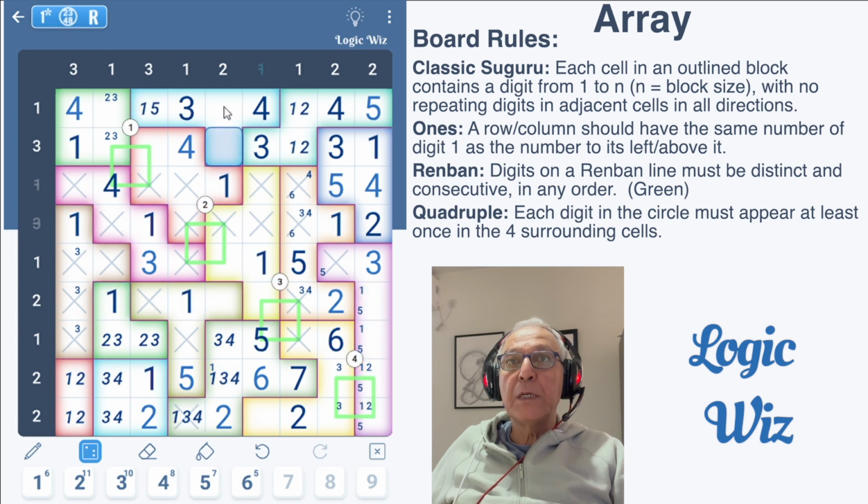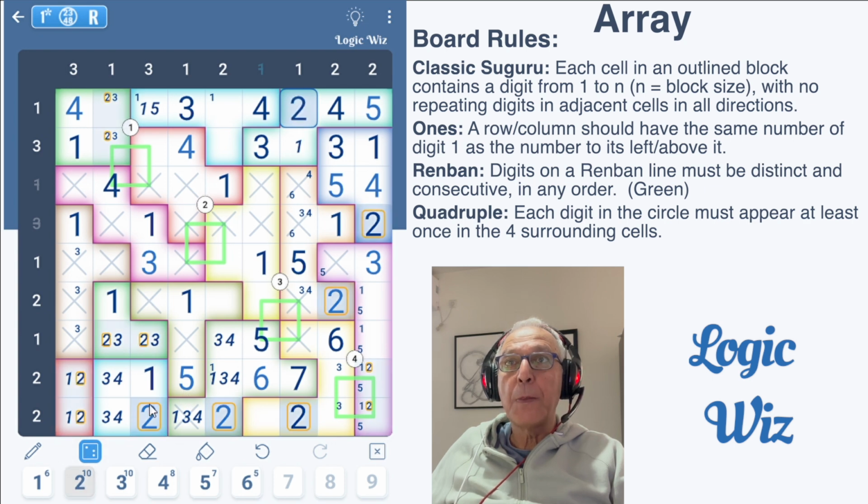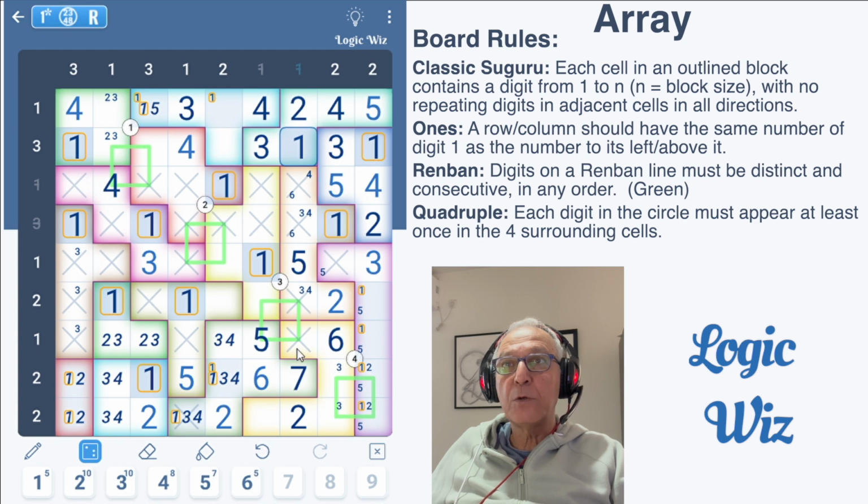Now 1 cannot be here. 1 has to be in this block in one of these cells. And we need in this row only one 1. So this one can no longer be a 1. It must be 2. This one is a 1. And we are done with this block, and we have already all the cells marked.